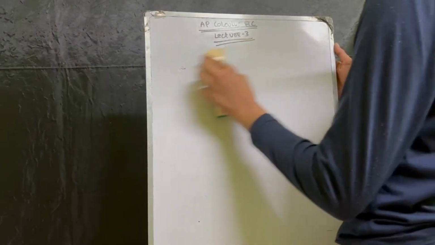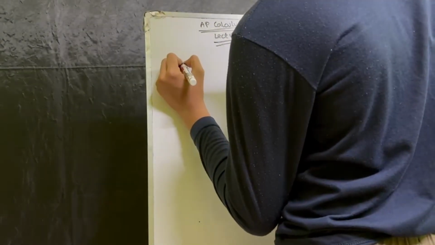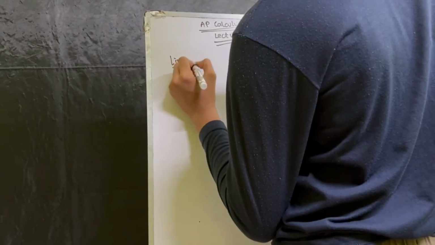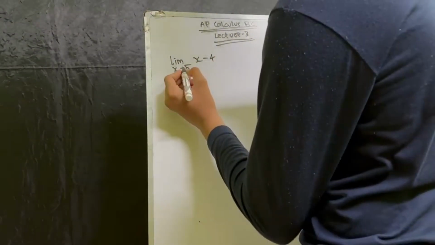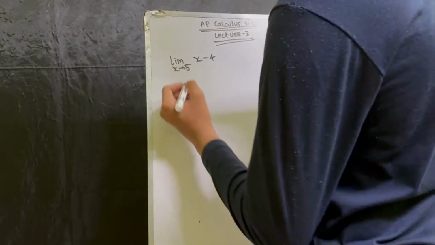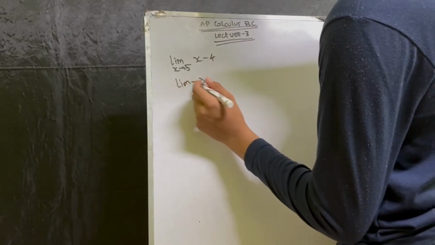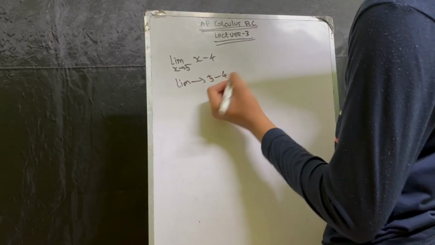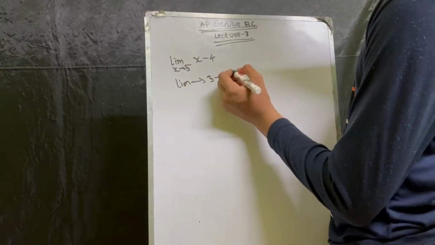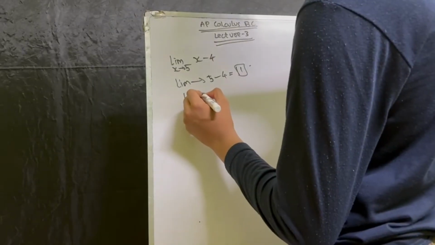Okay, let's take a look at 2 examples for that. Limit x tends to 5, x minus 4. Addressing this, x tends to 5. If x tends to 5, the limit tends to 5 minus 4, so approximately 5 minus 4 equals 1. So the limit equals 1.